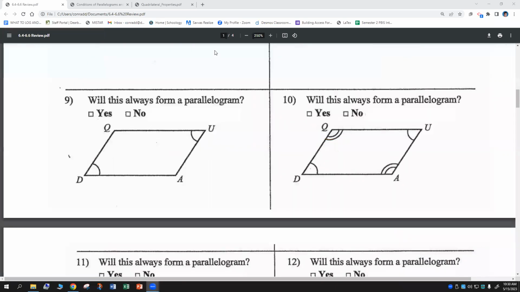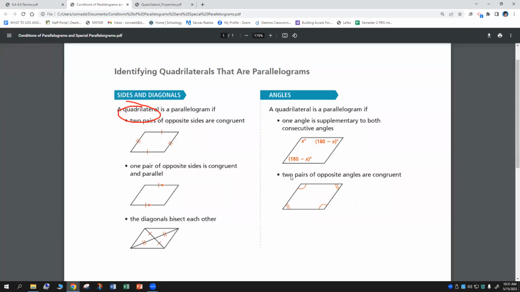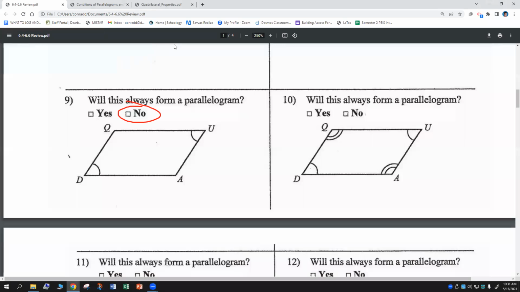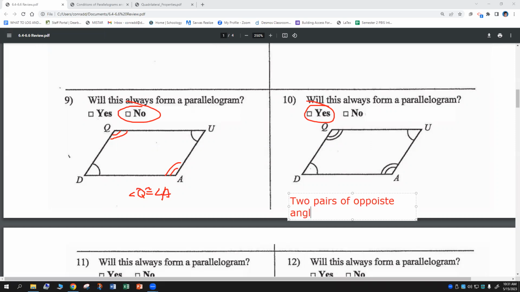All right, 9 and 10. No, we need two pairs of opposite angles to be congruent, right? Two pairs of opposite angles. So I would also need angle Q to be congruent to angle A. All right, and then this one would be a yes for that same reason. Two pairs of opposite angles are congruent. All right, pretty straightforward.